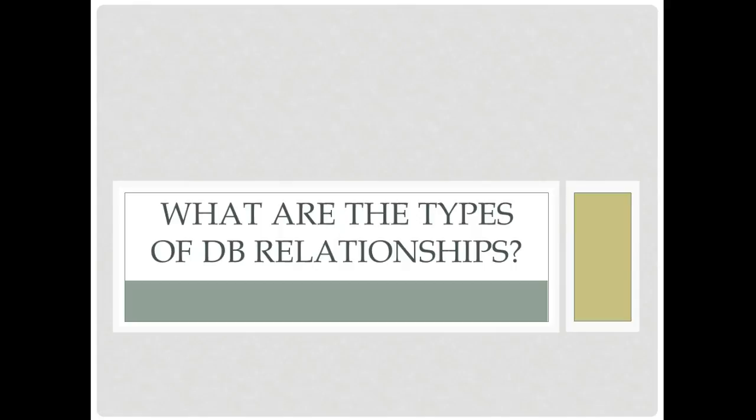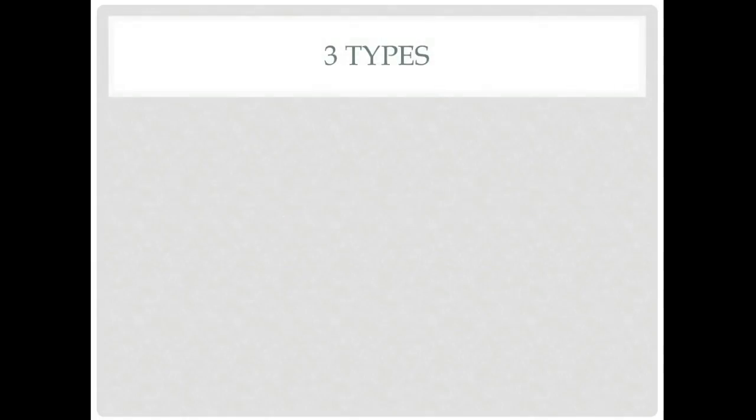What are the types of database relationships? Now, when it comes to database relationships, we have three types. We have a one-to-one relationship, a one-to-many relationship, and a many-to-many relationship. In the next slide, I'm going to explain each one of these relationships.